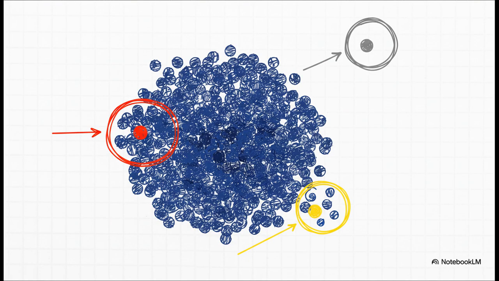So with just those two rules, we can define every single point. A core point is a popular person. They've got at least min points friends in their little circle. A border point is on the edge of the cool kids table.